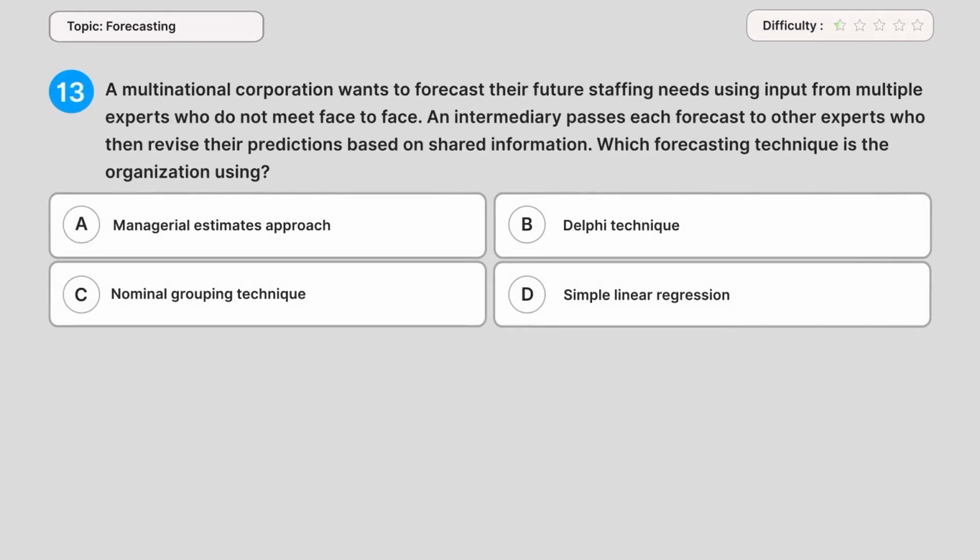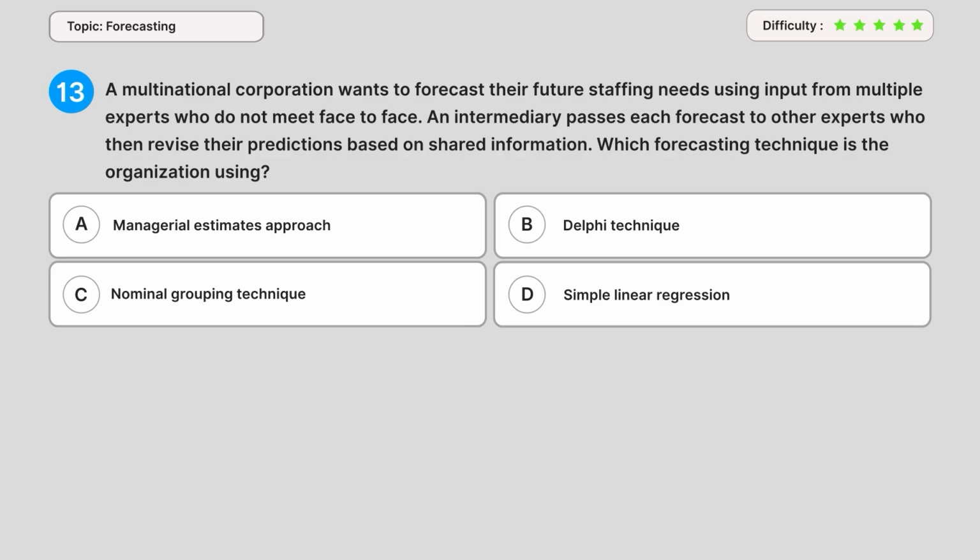13. A multinational corporation wants to forecast their future staffing needs using input from multiple experts who do not meet face-to-face. An intermediary passes each forecast to other experts, who then revise their predictions based on shared information. Which forecasting technique is the organisation using?